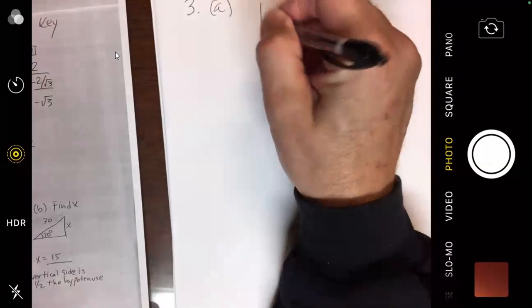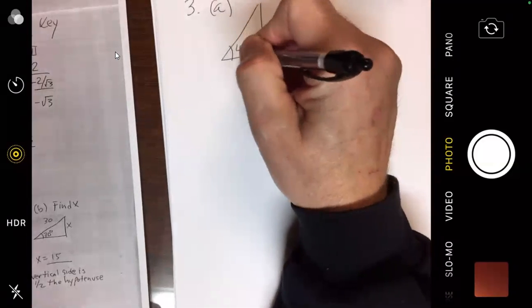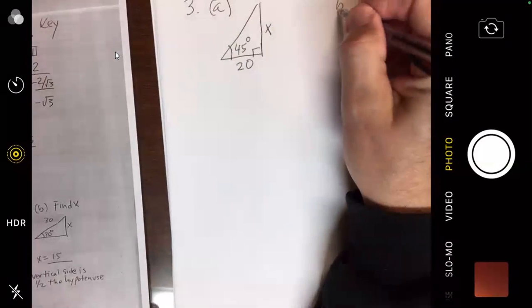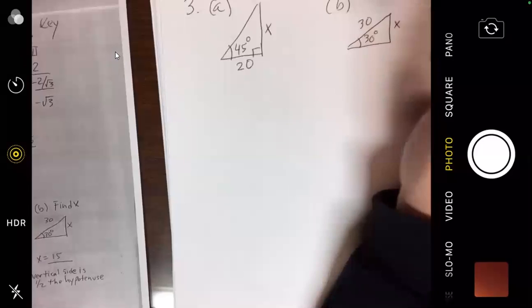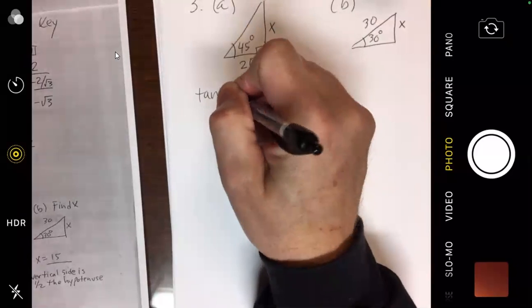All right. 3. Okay. 3a. X, this is 45 degrees and this side's 20. And B, you're at 30 degrees. This is 30 and you want X. Okay, so tangent 45, I'll work it out on the side.